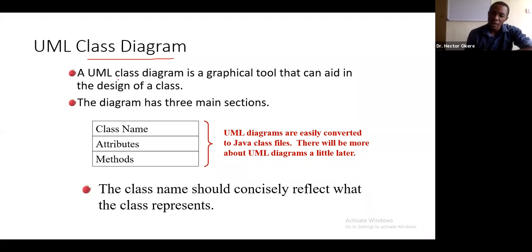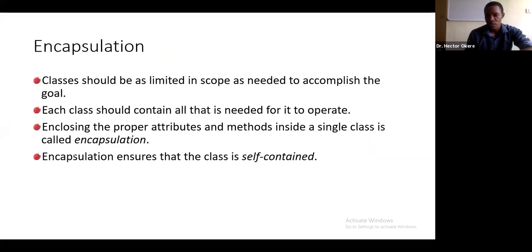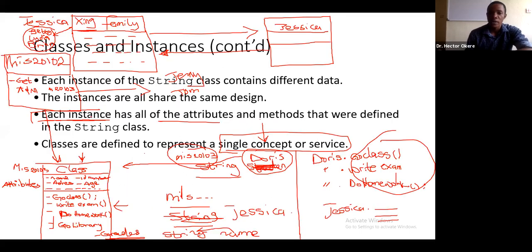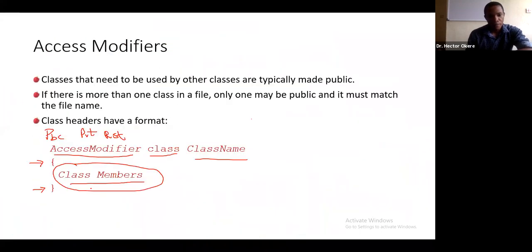So a UML class diagram is a graphical tool that can help you to design a Java class, okay? The diagram has three main sections. This is what I have just drawn here. Class name, attribute, method. Same here, class name, attributes, method. It has three main parts, okay? The name, the attributes, and the methods.